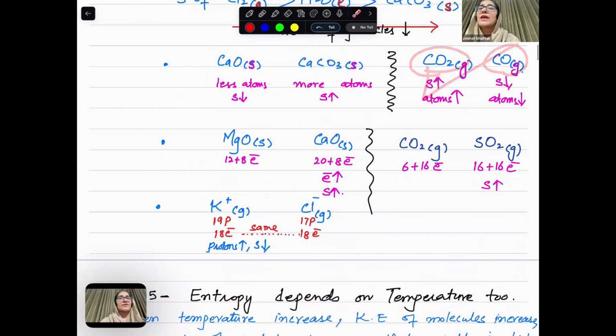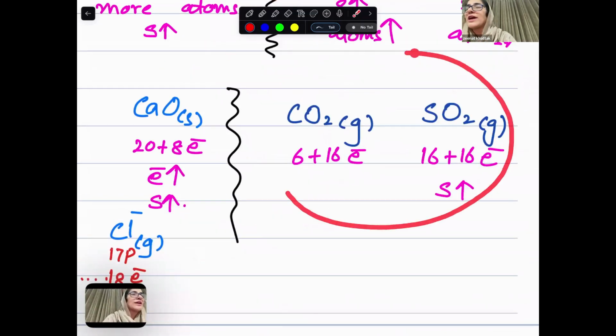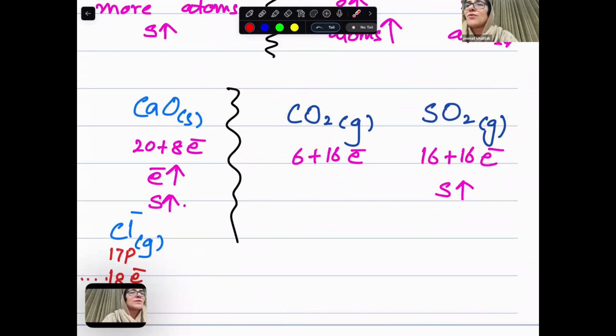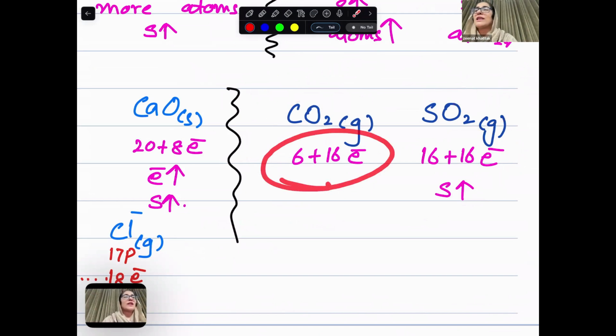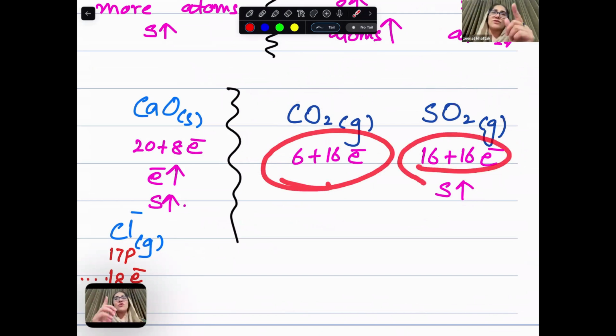Now, next, if the physical states are the same and the number of atoms are the same, then the one with more electrons has more entropy. 12 plus 8, 20 plus 8, more electrons. See, carbon dioxide and SO2. 1, 2, 3 atoms, 1, 2, 3 atoms, same physical state, but electrons are less in one and more in the other, so the disorder is more.